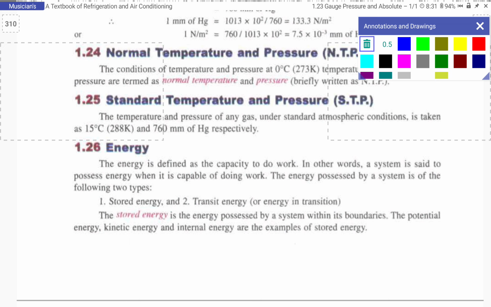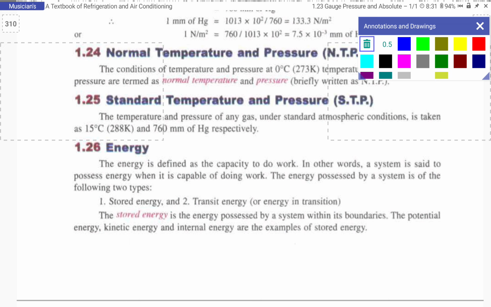So, let's study tonight refrigeration. Our course is refrigeration system. Our topic is energy. So, energy.